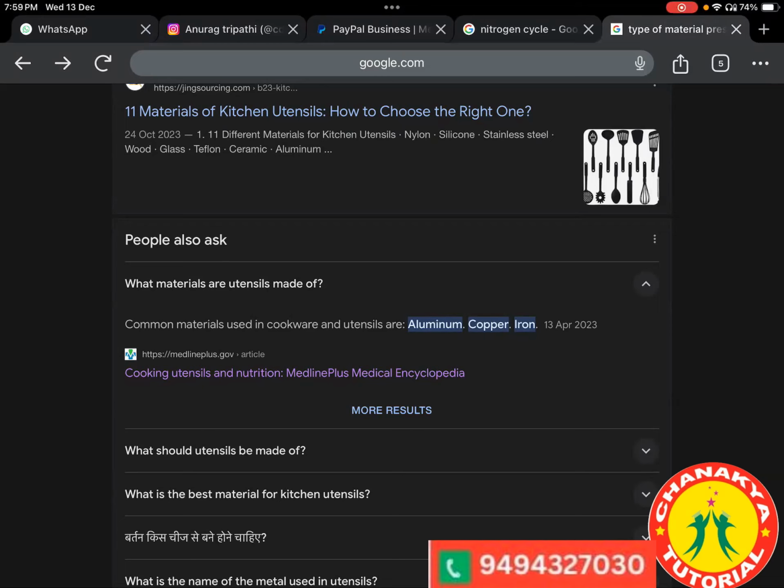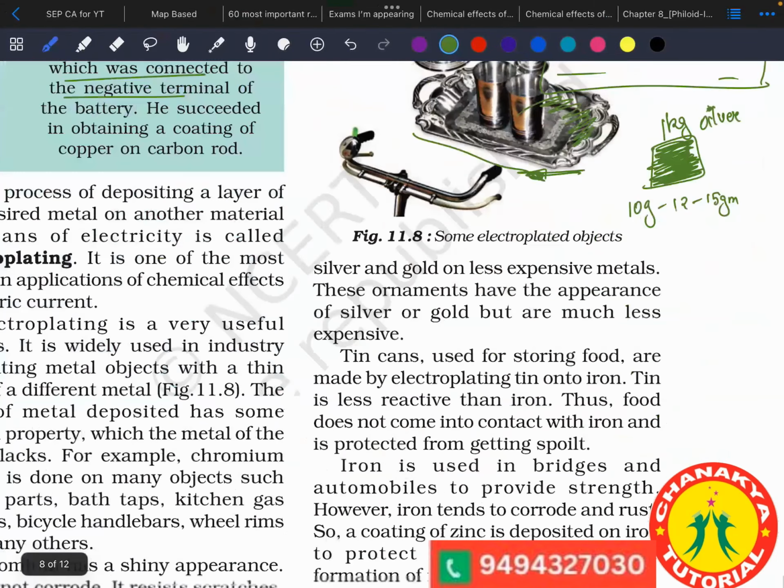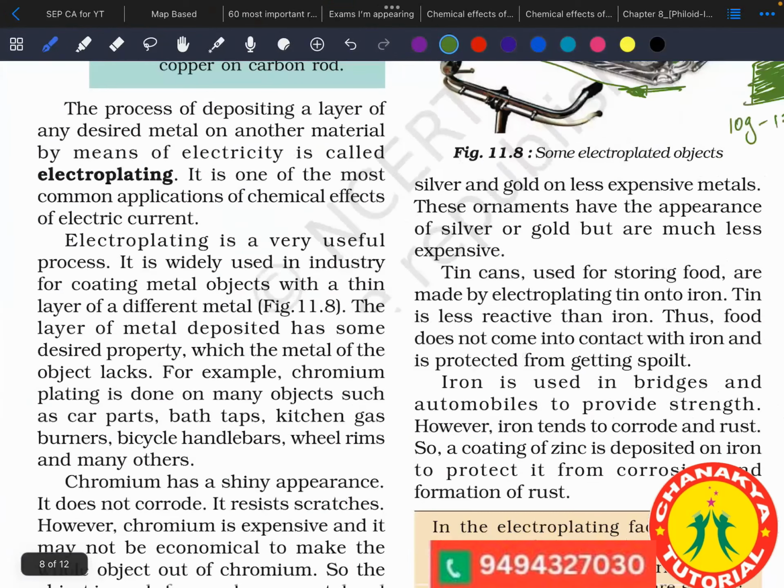Why? Because these aluminum, copper, and iron can be spoiled by the water. They may degrade when they are used in water, so we apply a silver coating on these materials so that they do not get spoiled. Fine. Any doubt until now?